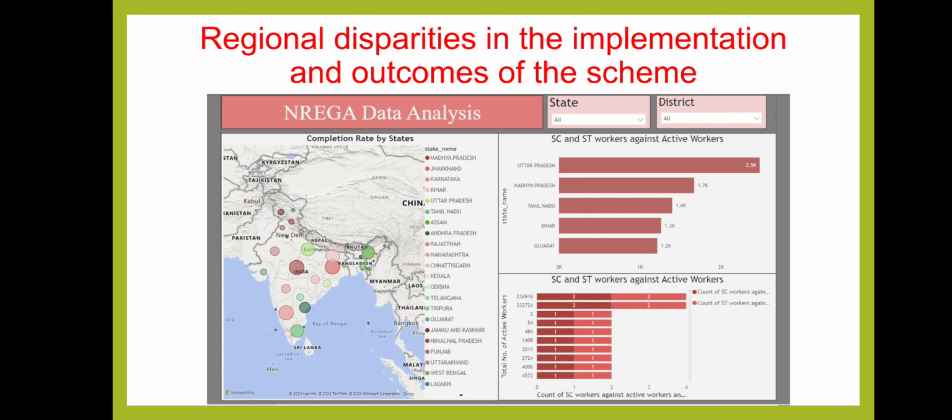Next, we see the regional disparities in the implementation and outcomes of the scheme. Here we have used the map visual to see the completion rate by states, and we have used two other visuals to see the SC and ST workers against active workers.